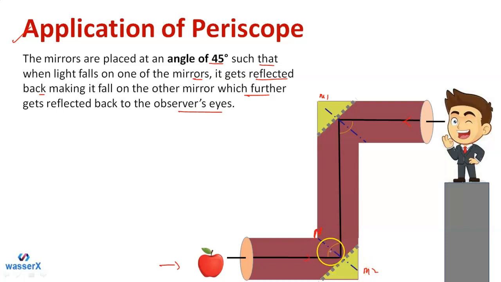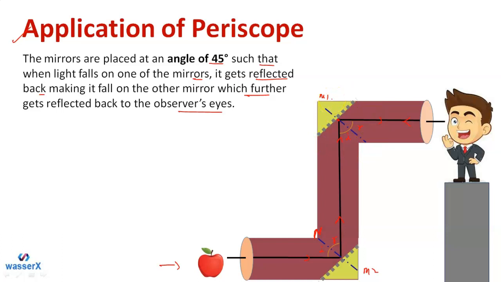With this normal, the angle of incidence i is equal to the angle of reflection r, so by obeying the law of reflection, the light reflects back to this point, as you can see. And now students, this again follows the law of reflection. This is the angle of incidence and this is the angle of reflection, and it reflects again, and the observer can easily see the object. So how does it work? It works on the basis of the law of reflection only.